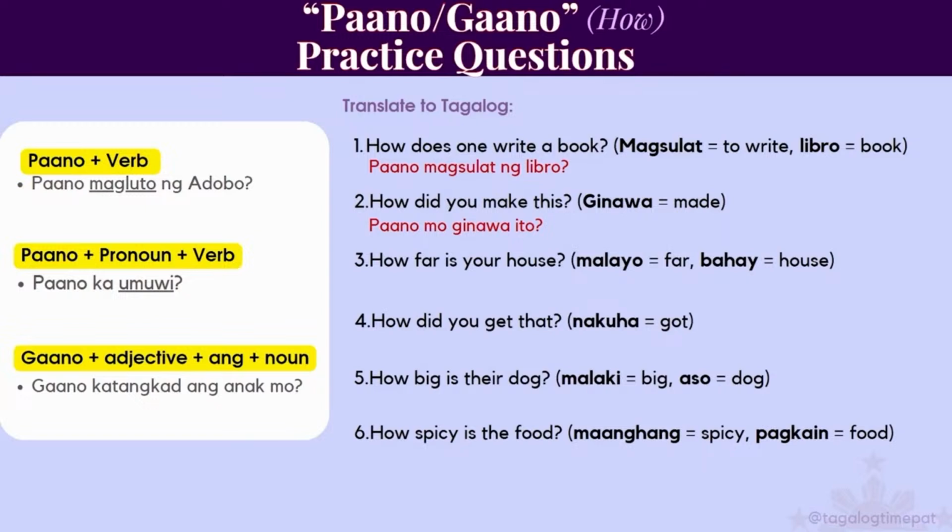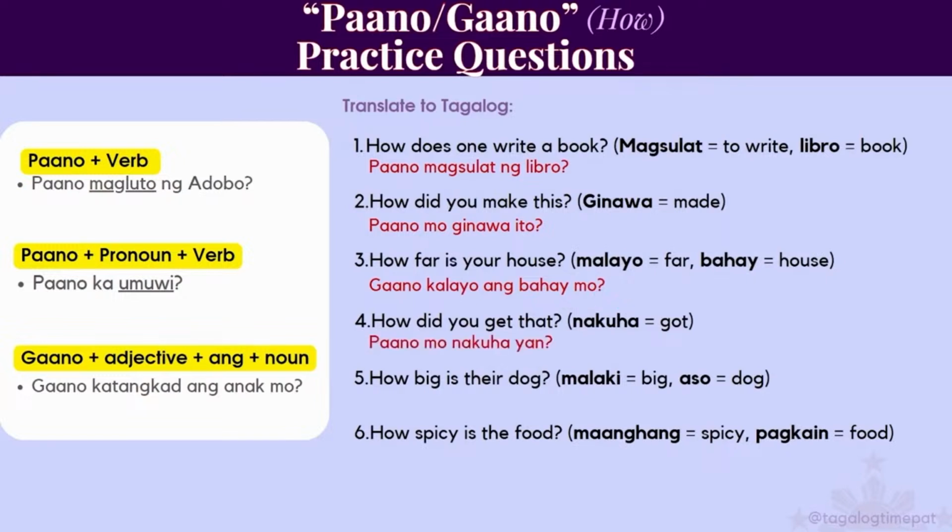Number 3, how far is your house? Malayo means far, bahay is house. So, gaano kalayo ang bahay mo? Do you see that it's asking about the distance of your house? So it's like an extent of that adjective. So, gaano kalayo ang bahay mo? That's why we're using gaano instead of paano, because we're asking about an adjective related to your house.